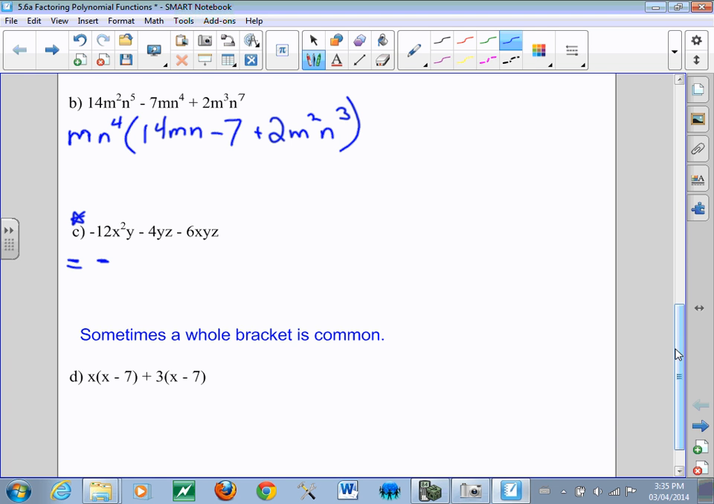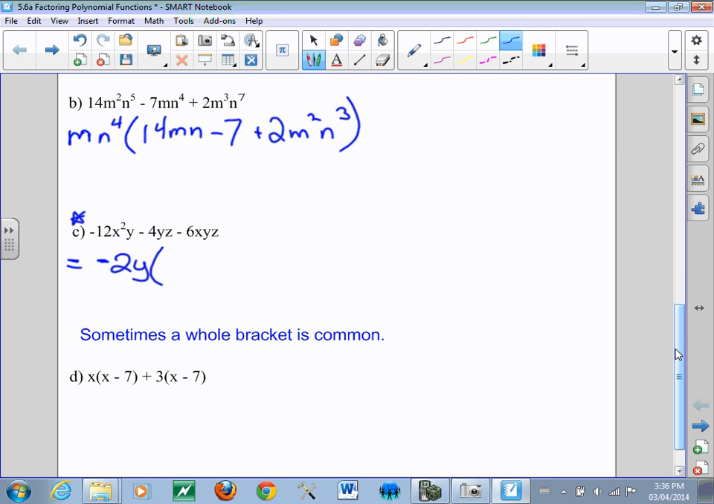Okay? Then what we need to do, ladies and gentlemen, is take a look. What's the greatest number that goes into 12, 4, and 6? And that is 2. And then we look for x's. Are x's occurring in each term? No. Are y's occurring in each term? Yes. Are z's occurring in each term? No.